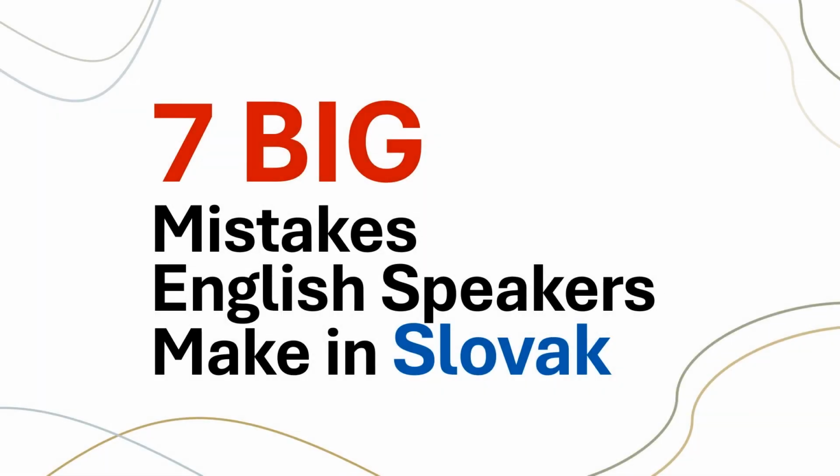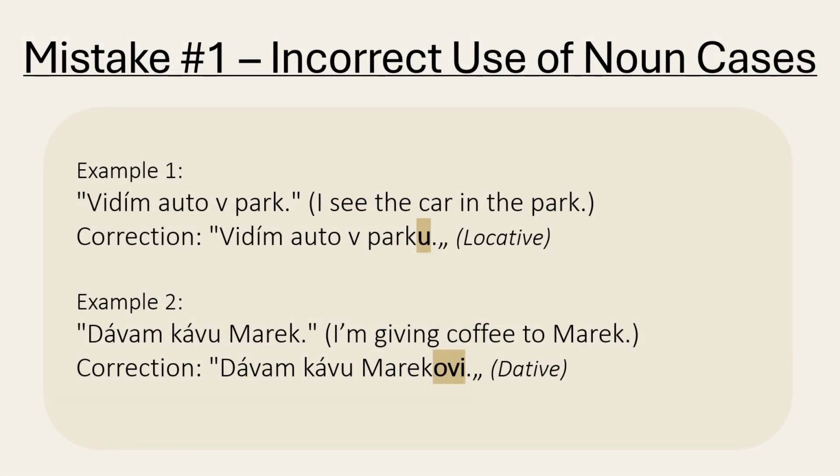If you're learning Slovak as an English speaker, you might find yourself making some common mistakes along the way. Today I'm here to help you avoid these 7 big mistakes that English speakers often make when speaking Slovak. We'll break down each mistake, explain why it happens, and show you how to correct it. By the end of this video, you'll be speaking Slovak more confidently and accurately. Let's dive in. Mistake number 1.